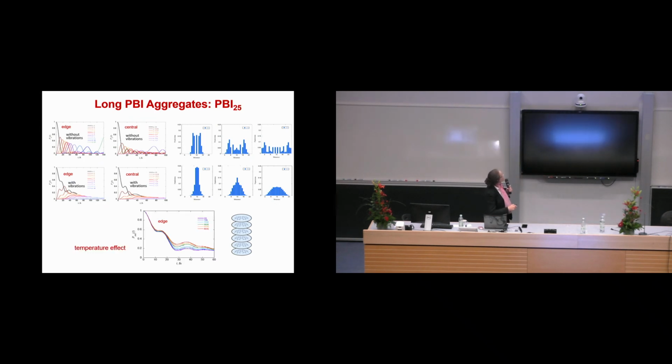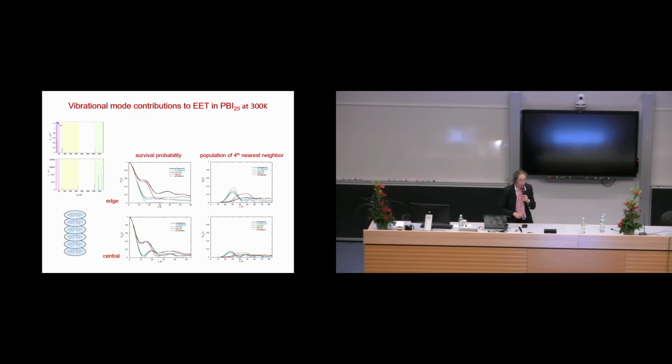So the temperature effect, again, here is very pronounced at longer times. This is the second dip here. And unlike the dimer, the populations go to zero quickly. They don't recur very much. So what is contributing to what here?